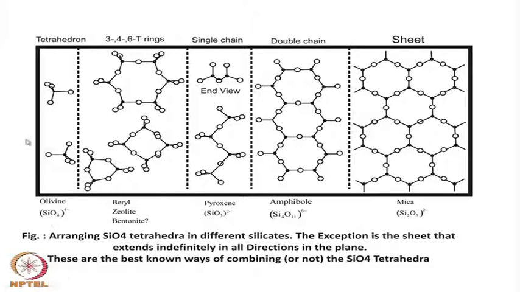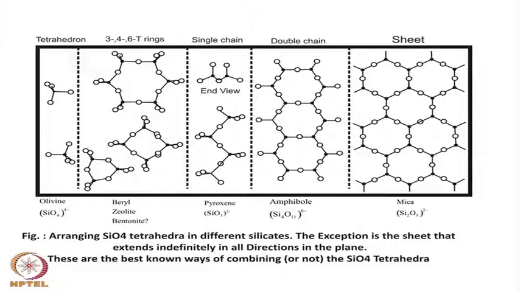This is, in summary, we have seen, if you have the isolated silicon oxygen tetrahedron, these are called olivine structure, this is called beryl structure, okay. There can be rings. I have given you two examples of three member ring, six member ring, but it can be a four member ring also. So, there are different compounds present, beryl, zeolite and bentonite. We will not be discussing too much about these things because they basically fall in the traditional ceramics arena, and this course is on advanced ceramics.